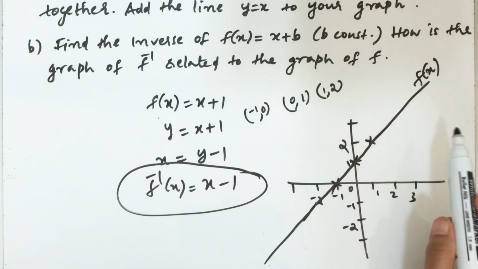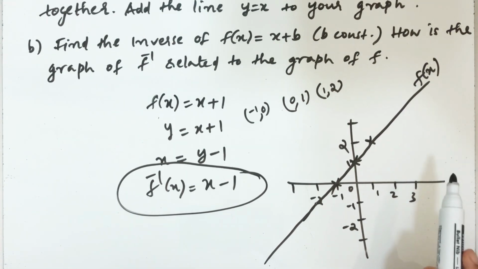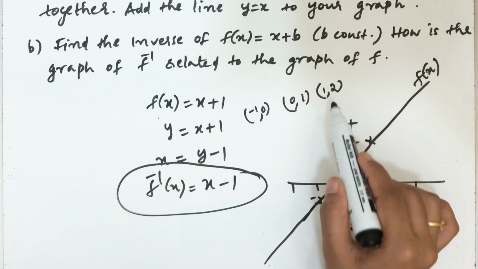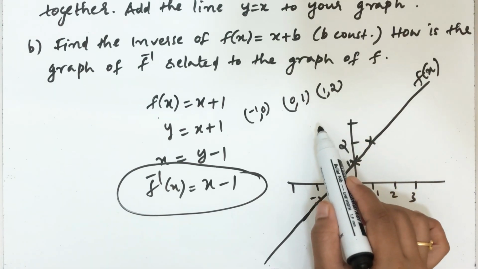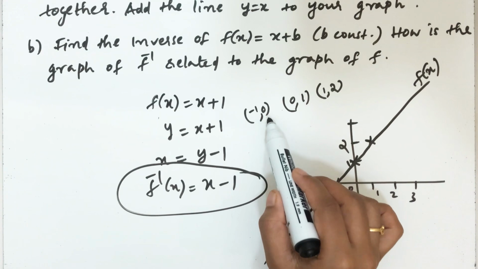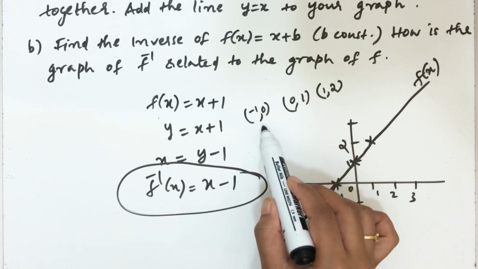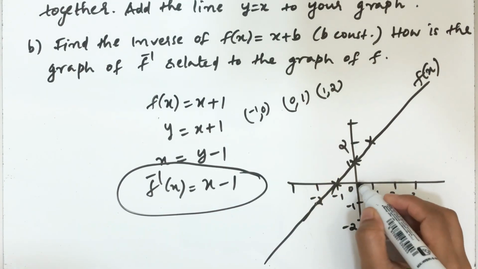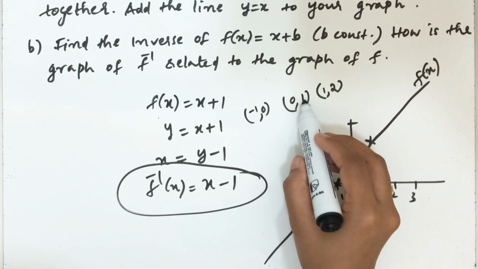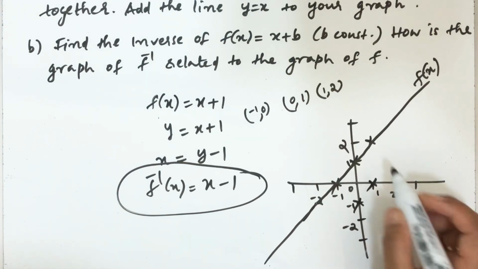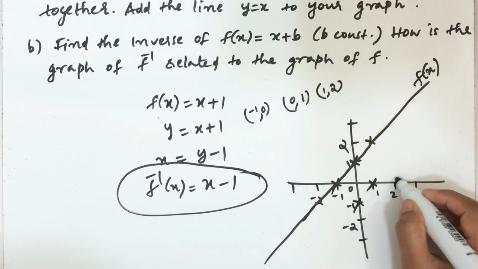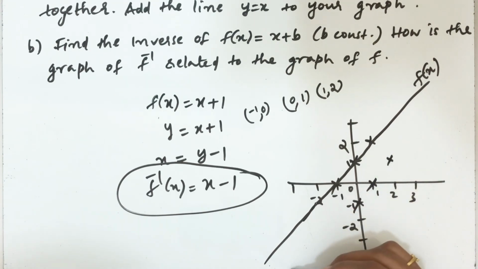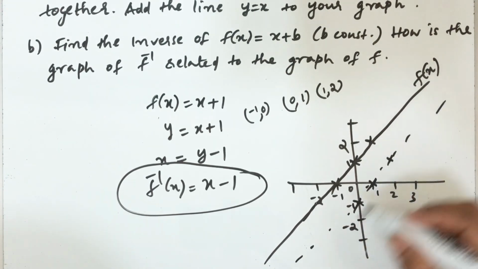And what will be the graph of f inverse of x? We know the graphs of f and f inverse are symmetric about the line y equal to x. Or we can say the points of f of x are reversed in the graph of f inverse of x. So if minus 1, 0 is a point in f of x, 0, minus 1 is a point in f inverse of x. Like that we have 0, minus 1, and this point becomes 1, 0. This is 2, 1. So this will be the graph of f inverse of x.